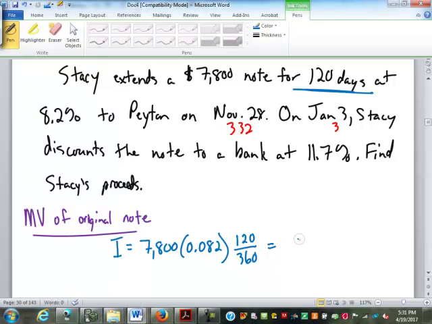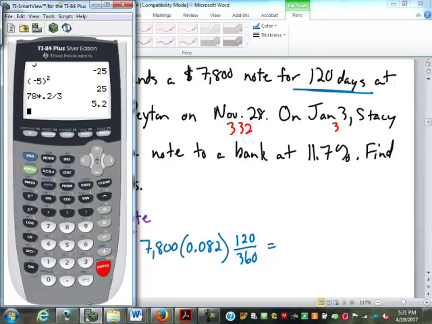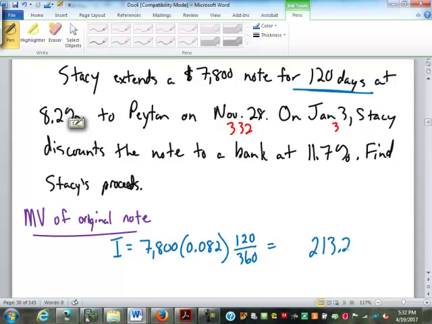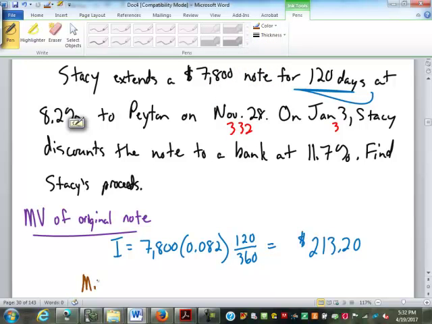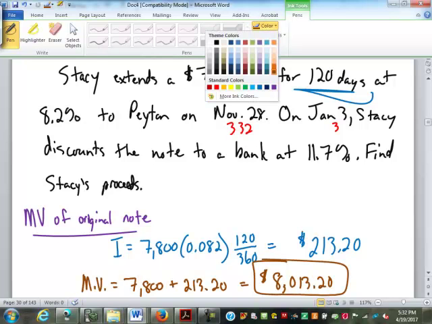Gives us, something didn't come out right there. I skipped too many zeros. Oh, the 8 didn't go in. $213.20. Look right. So that is my interest. So that means the maturity value is 7,800 plus the 213.20. So that's going to be $8,013.20. So that's the maturity value.